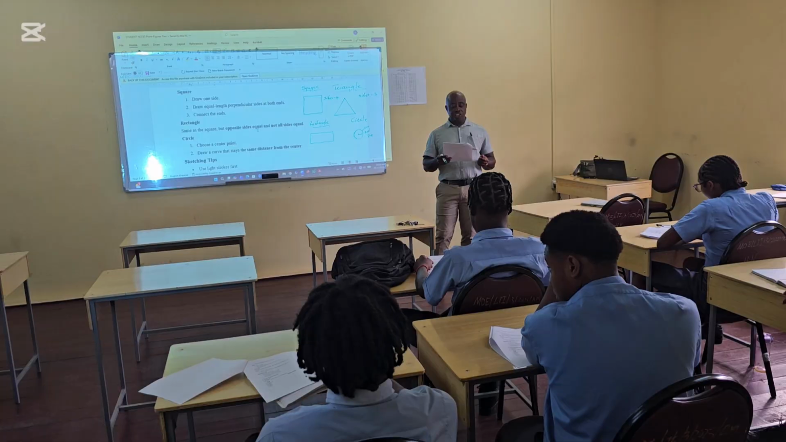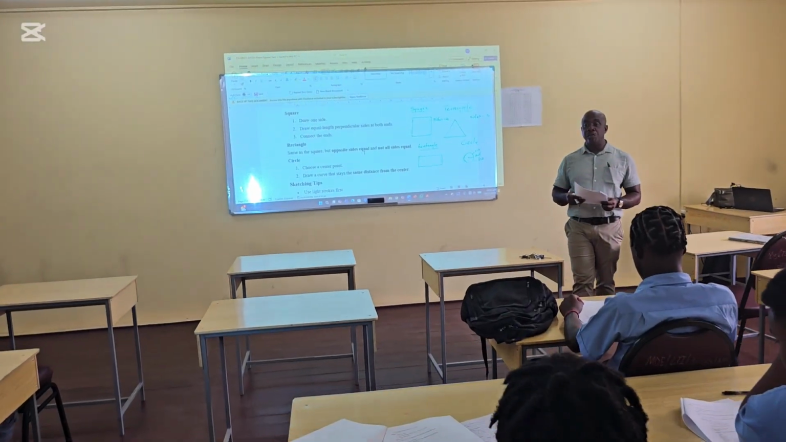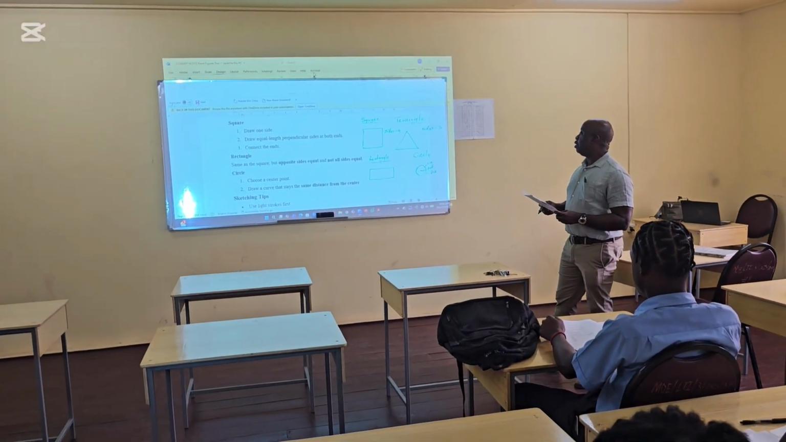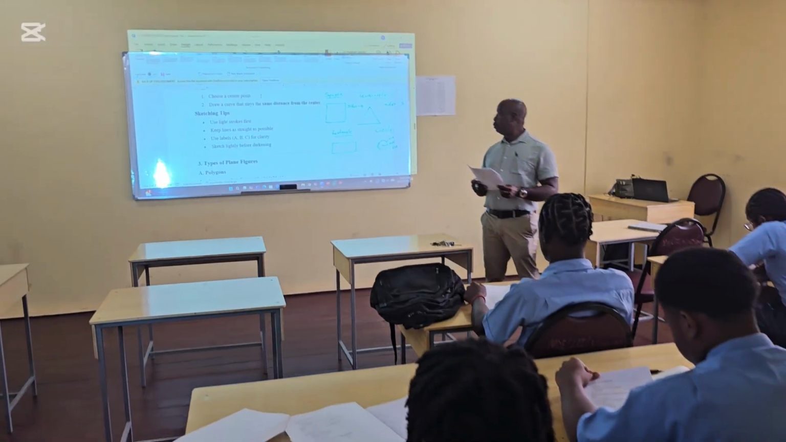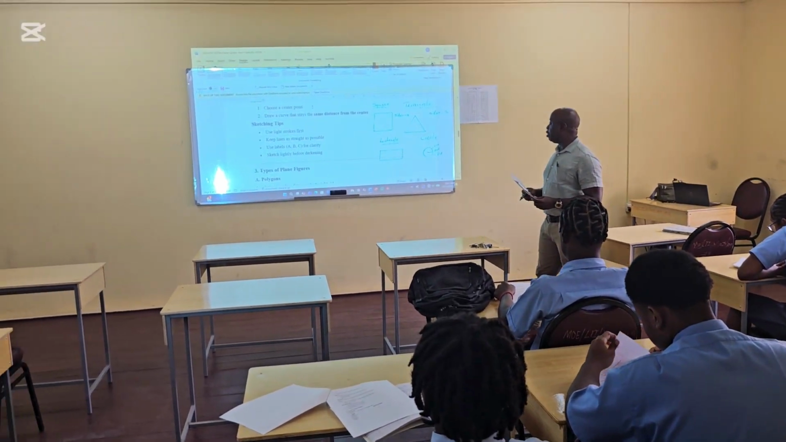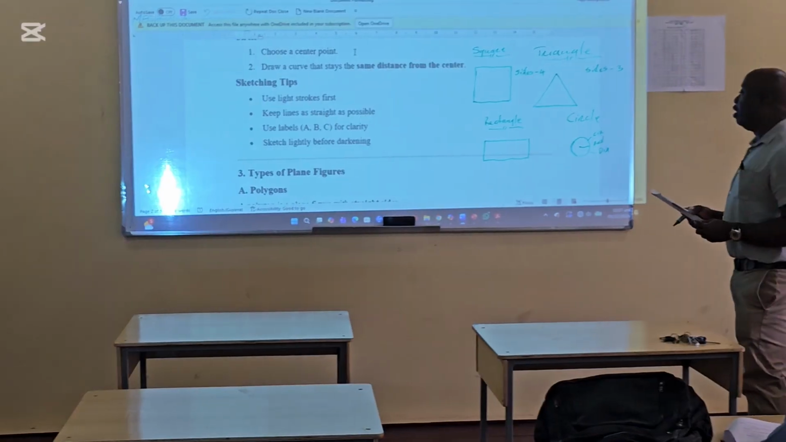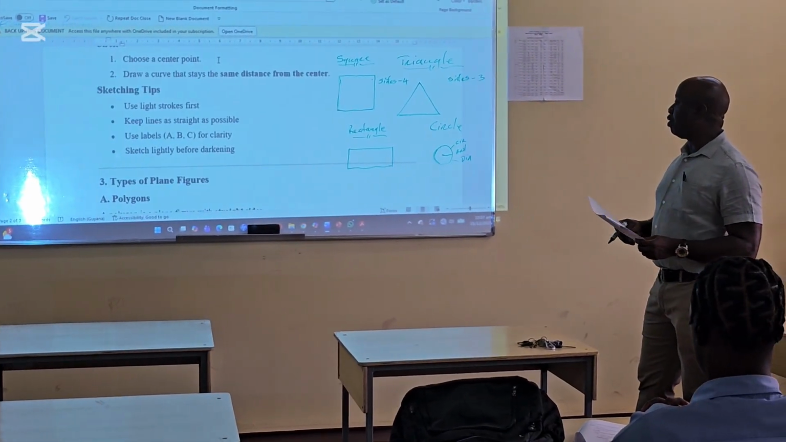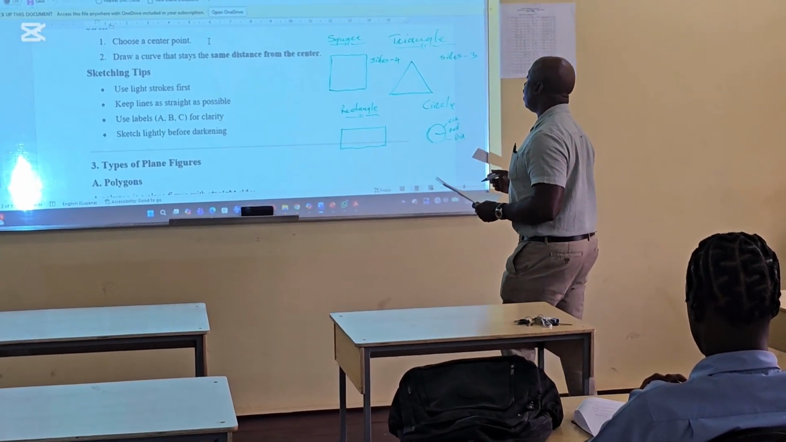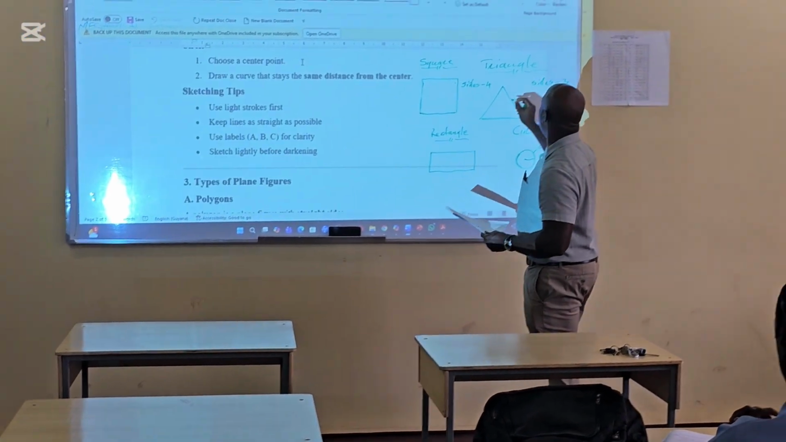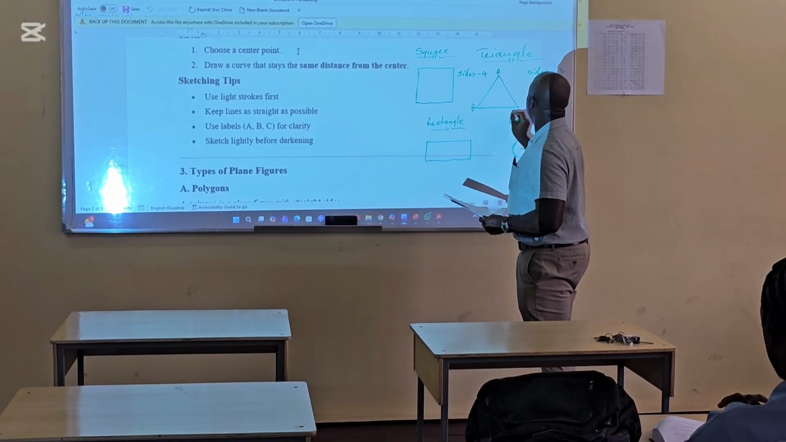So they have some sketch tips here. It says you use light strokes first, not deep. Light strokes, which we should have gone through. Then keep the lines as straight as possible. Then use labels for clarity, and sketch lightly before darkening. So take for example, we draw this triangle. You could label the points here, A, B, C.